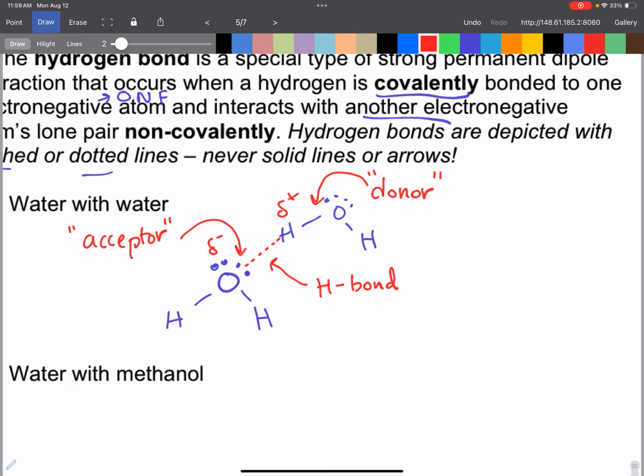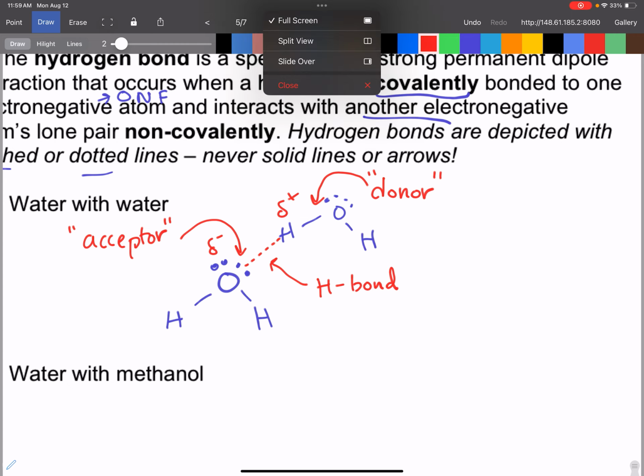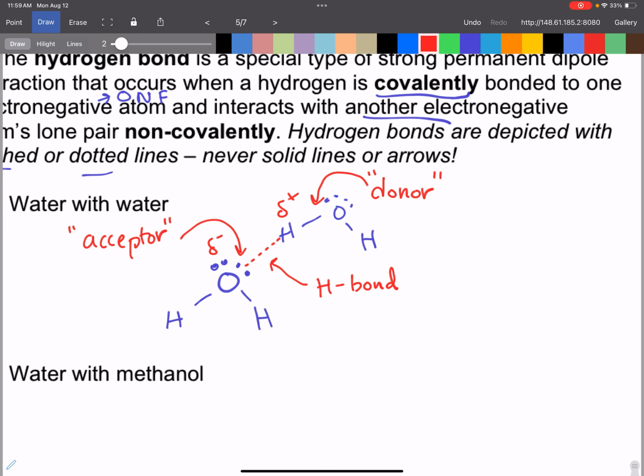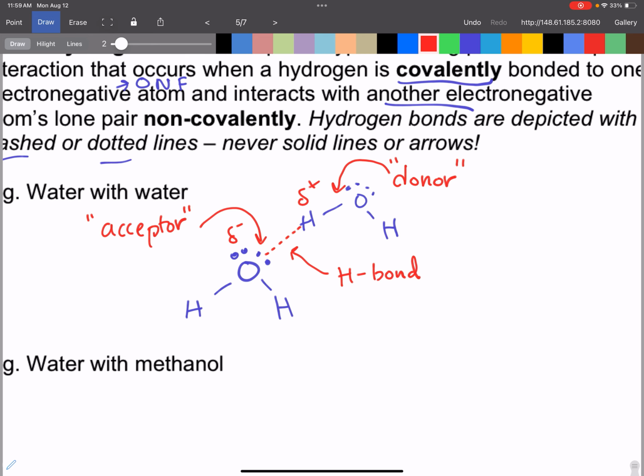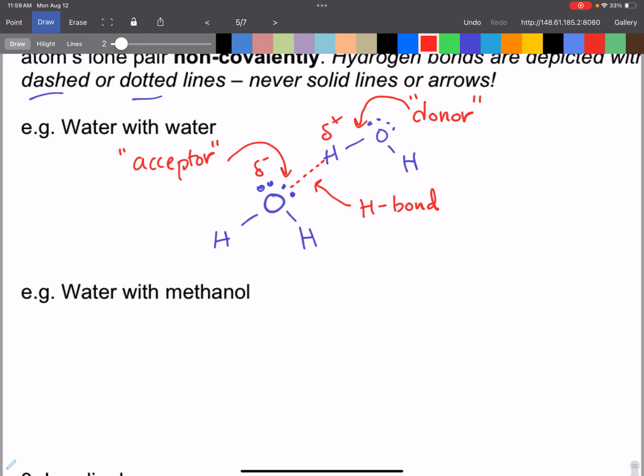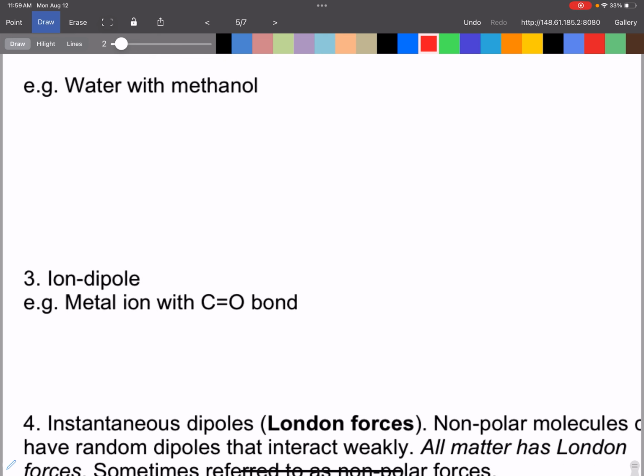So just be familiar with the proper definition of a hydrogen bond, and also what the donors and acceptors are, and what the hydrogen bond itself is, and that we're going to use dashes or dots, not solid lines, to show that hydrogen bond. Okay, so that's water with water. Let's also show water with something else, like methanol. So I'll go ahead and draw that out.